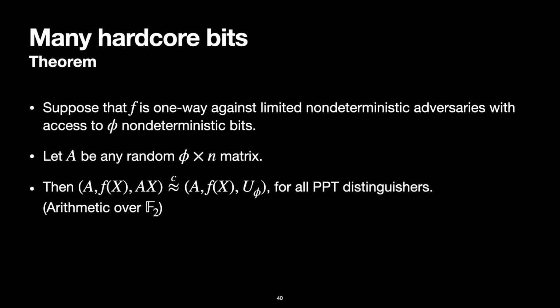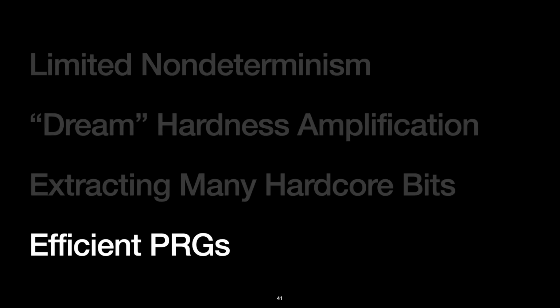Which gives us our main result here for hardcore bits. We are now able to extract phi hardcore bits at once if f is one way against limited non-deterministic adversaries with access to phi non-deterministic bits. And finally, if we can extract a lot of hardcore bits at once, we can build efficient PRGs.